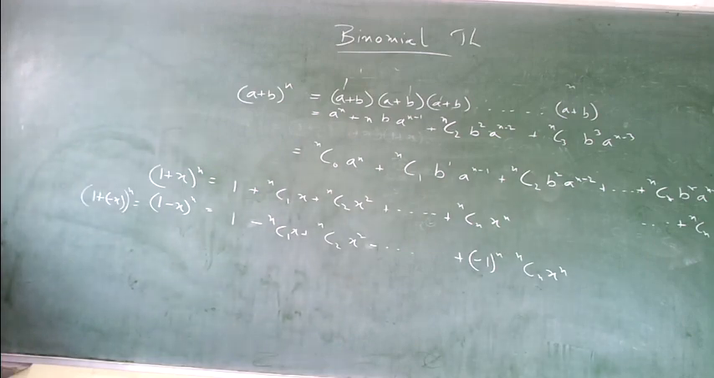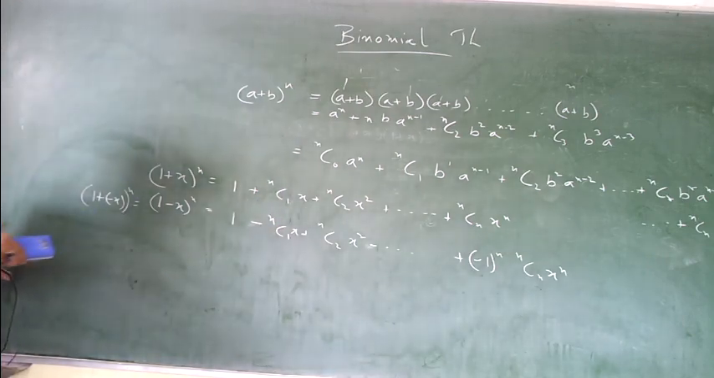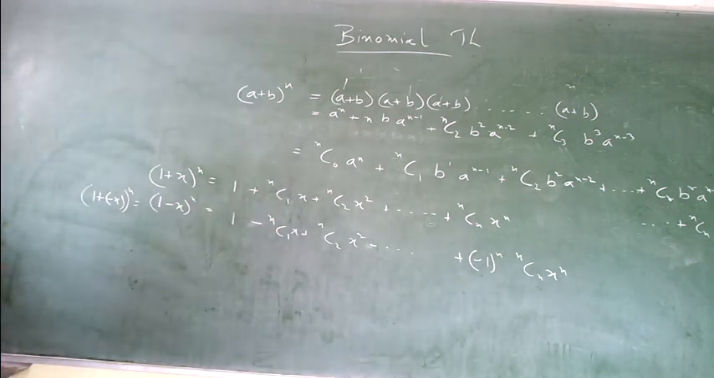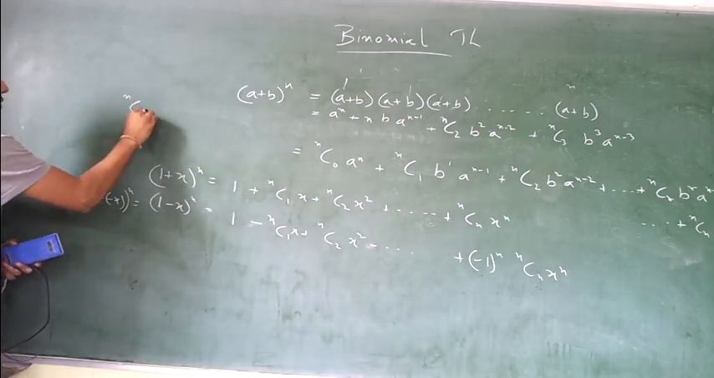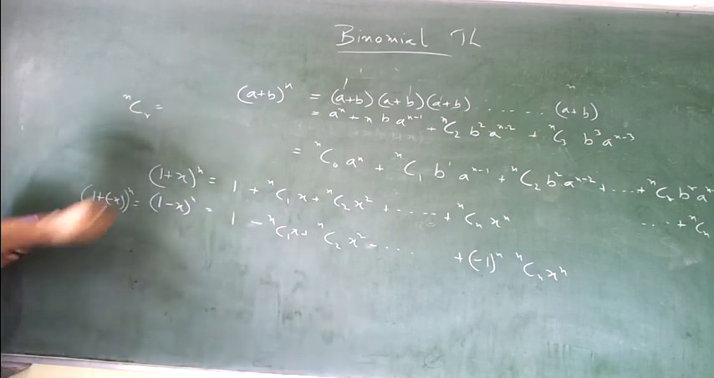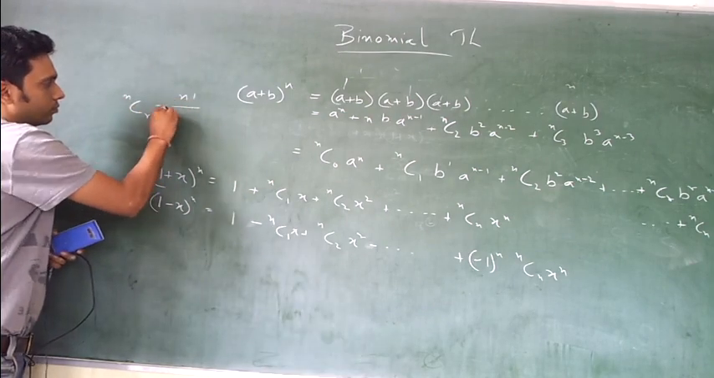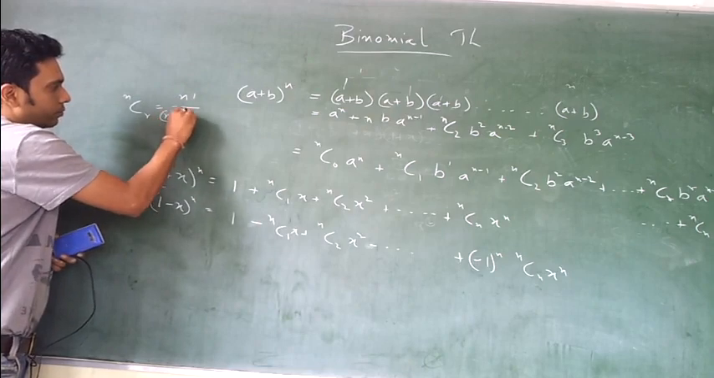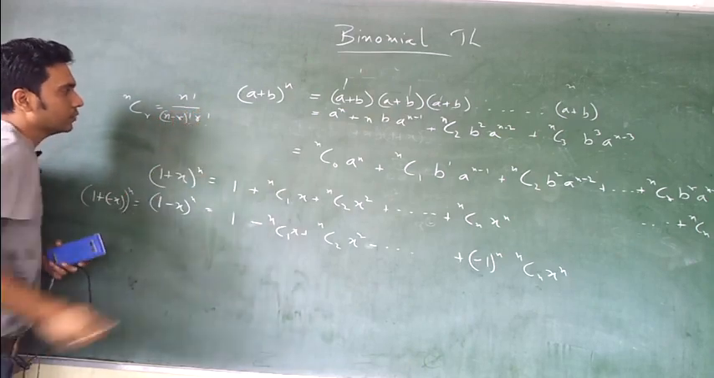Okay. So using these expansions, we have to solve the questions. This is the basic of the chapter, and this is the only thing in the chapter which is required. You know NCR, what is the formula of NCR? Permutation combination you have already done. Right?